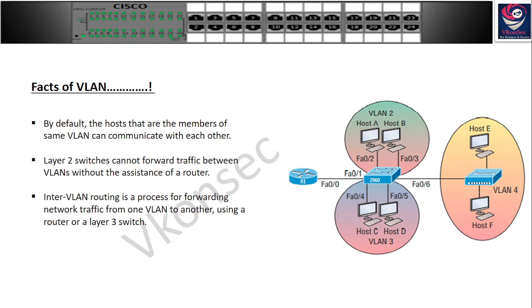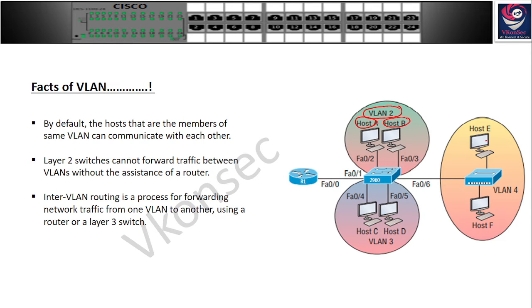By default, the hosts that are members of the same VLAN can communicate with each other. What does that mean? That means the members of VLAN 2 will be able to communicate within VLAN 2 only. Suppose host B and host A are there. These members will be able to communicate within VLAN 2 only.